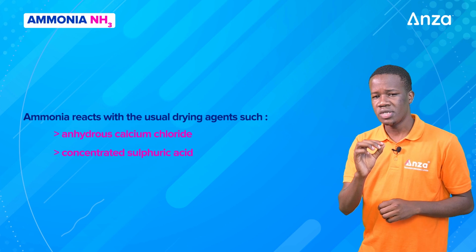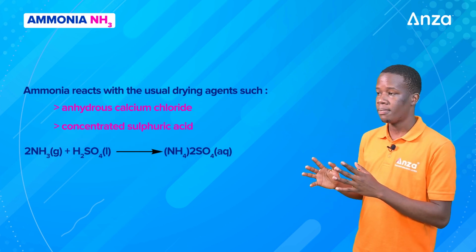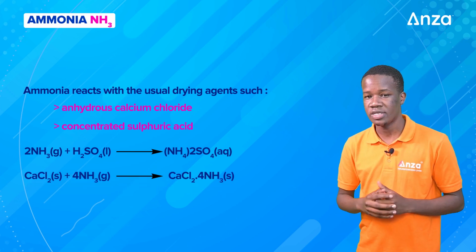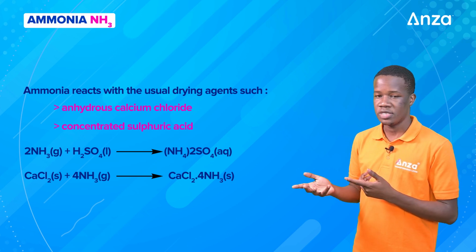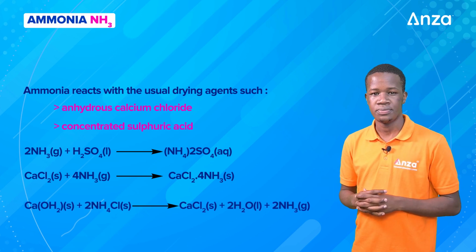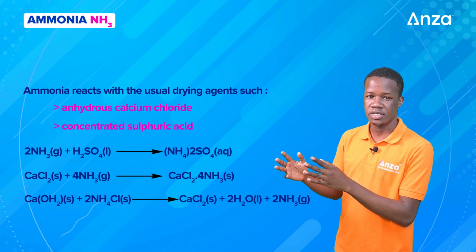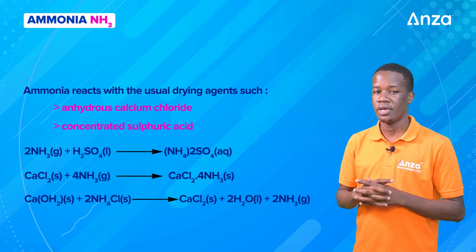So concentrated sulfuric acid will react with ammonia to form ammonium sulfate. Calcium chloride similarly will react to form a complex compound with ammonia. Here is the equation for the reaction. Also the equation for the reaction between ammonia and sulfuric acid. Therefore, we use calcium oxide as a drying agent. Basically, that is how dry ammonia is prepared and collected in the laboratory.